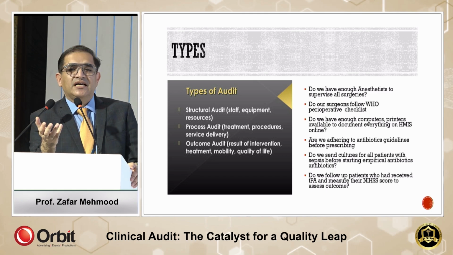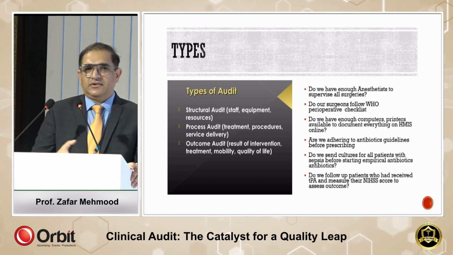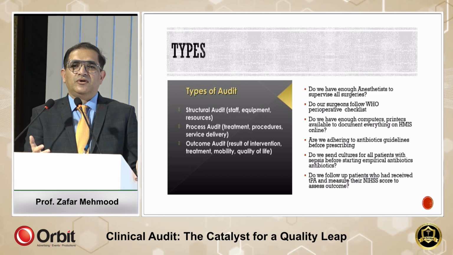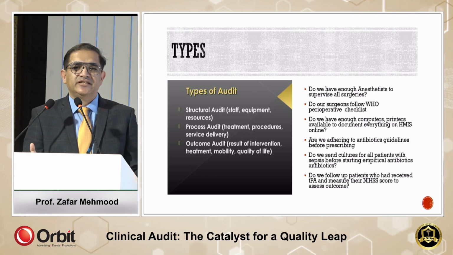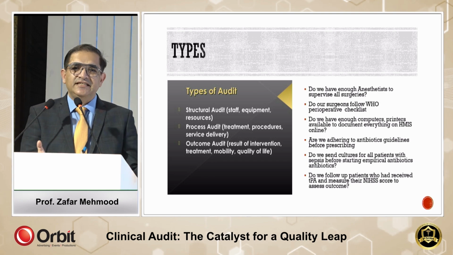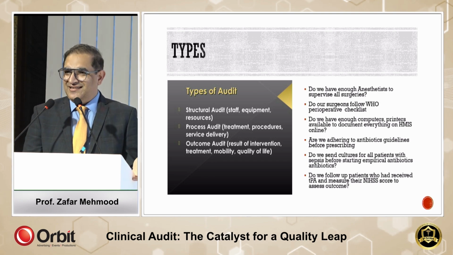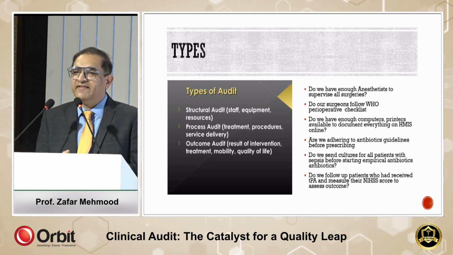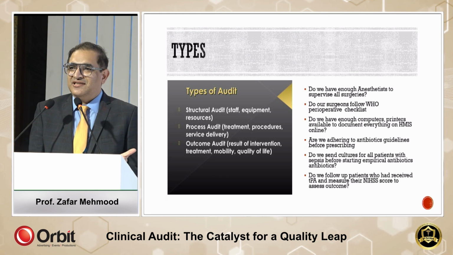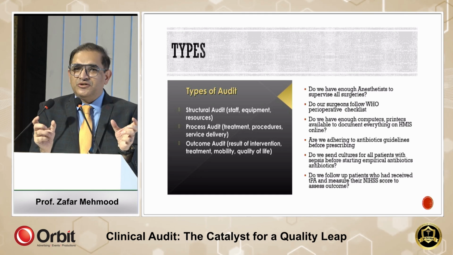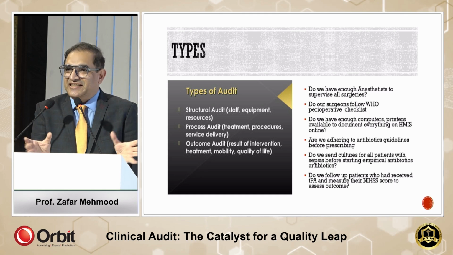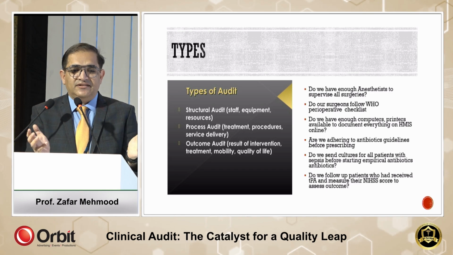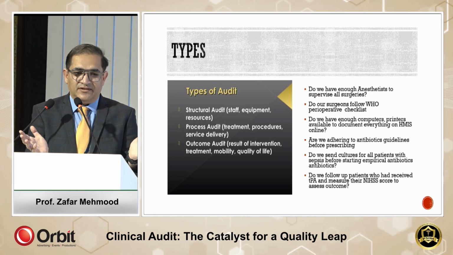So for example, I'll go back to my hospital. We were told that all the patients who are having major surgeries should have a consultant anesthetist available. So we can audit and ask, do we have enough anesthetists, for example? Do we have enough of them to cover each and every surgery? So, staffing. The same is equipment.